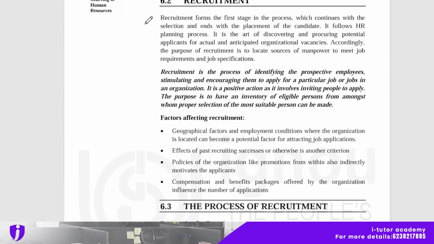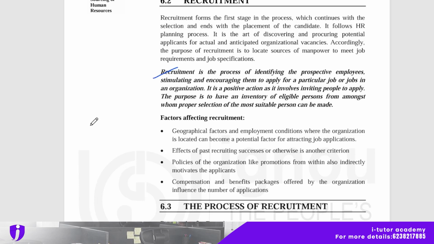So, recruitment. Recruitment forms the first stage in the process, which continues with the selection and ends with the placement of the candidate. It follows the HR planning process. It is the art of discovering and procuring potential applicants for actual and anticipated organizational vacancies. Accordingly, the purpose of recruitment is to locate sources of manpower to meet job requirements and job specification.